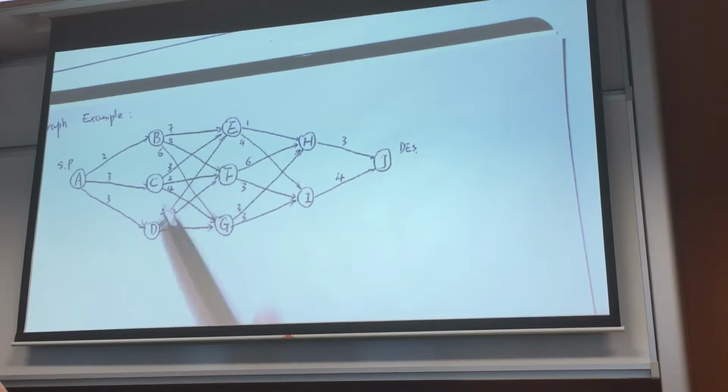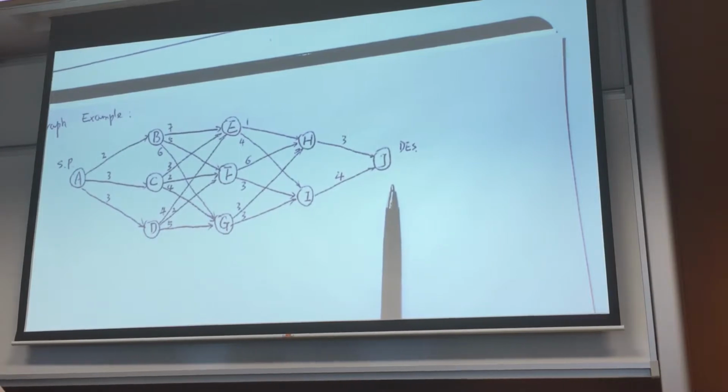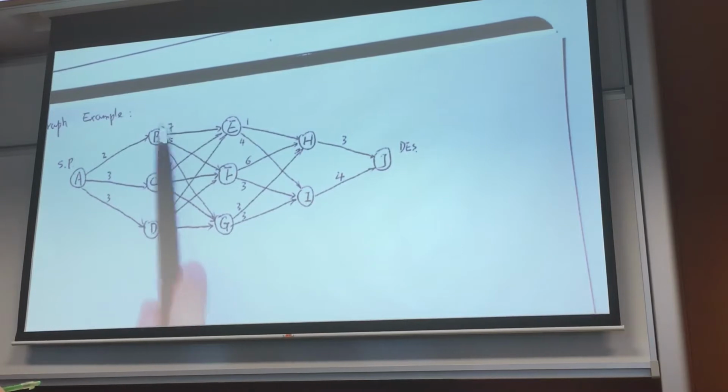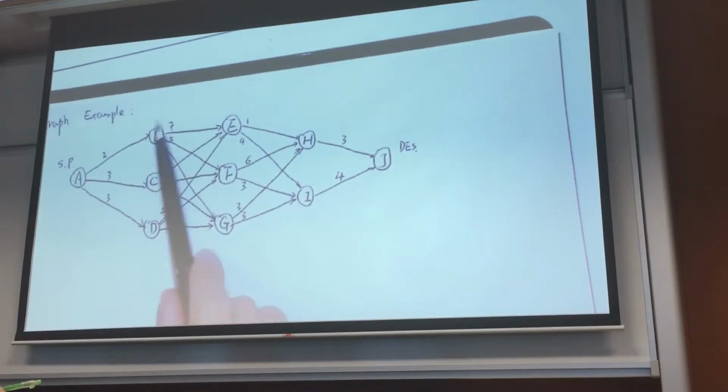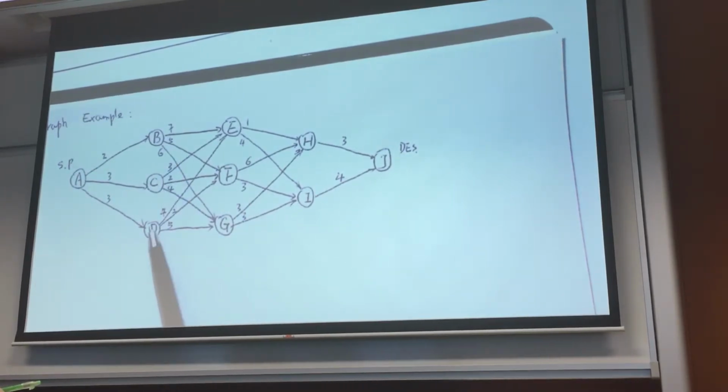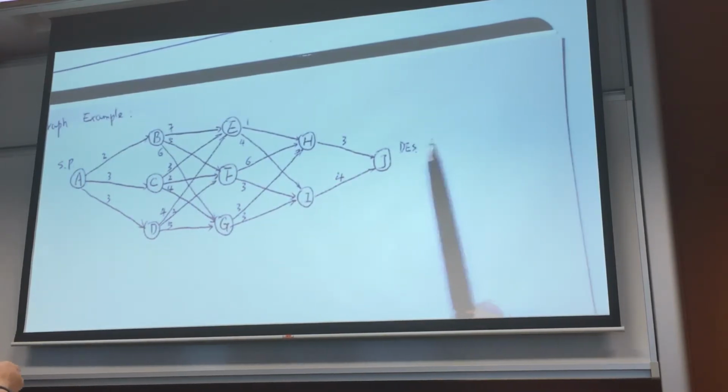The problem is for someone to travel from the starting point A to the destination J. By traveling first to one of the nodes in this stage, B, C, or D, then to the next stage, one of E, F, and G, then to H or I, and finally to the destination. So the problem is how to find the shortest path.